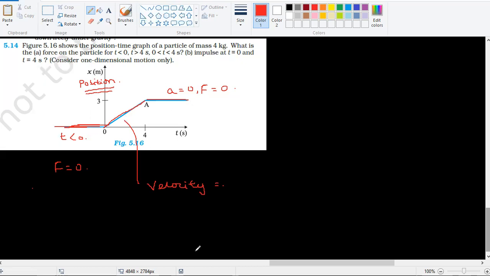So velocity remains constant, where F is equal to 0. Listen carefully. Position is changing, but velocity is still constant. Why? Because it's a straight line, so slope is the same. Since slope is the same, velocity is also constant, which means acceleration is equal to 0. So that means in all the three cases, force is 0.